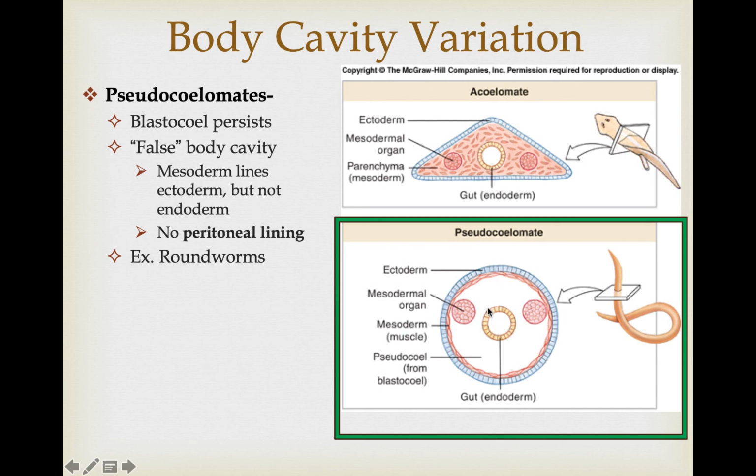But this is called a pseudocoelomate, which means a false body cavity. It's not completely lined by mesoderm. We don't have mesoderm, as you can see here, lining the endoderm. We only have the mesoderm lining the outside. That's what makes it a pseudocoelomate condition. And a roundworm is an example of this. We'll talk about roundworms later in the semester.